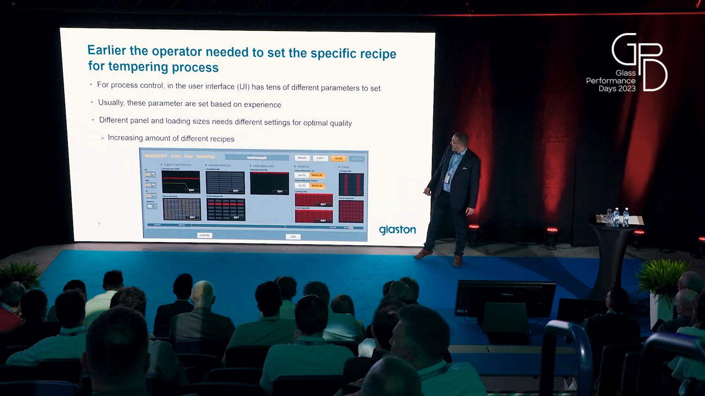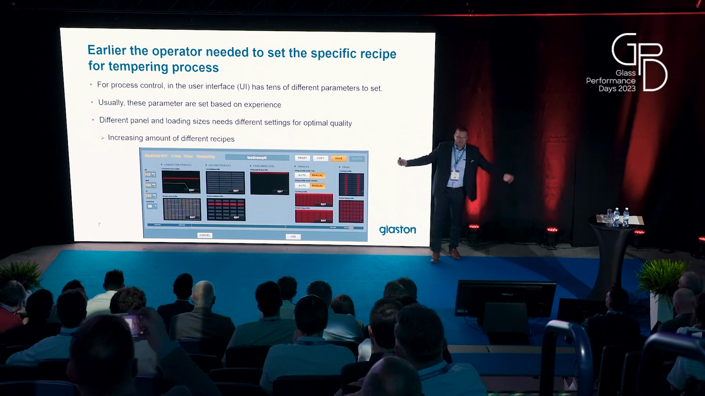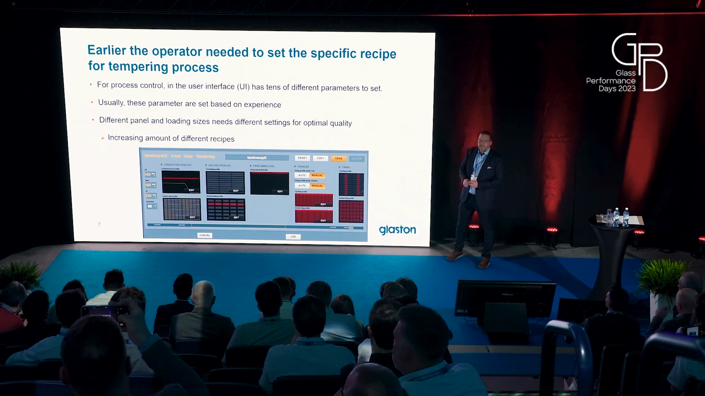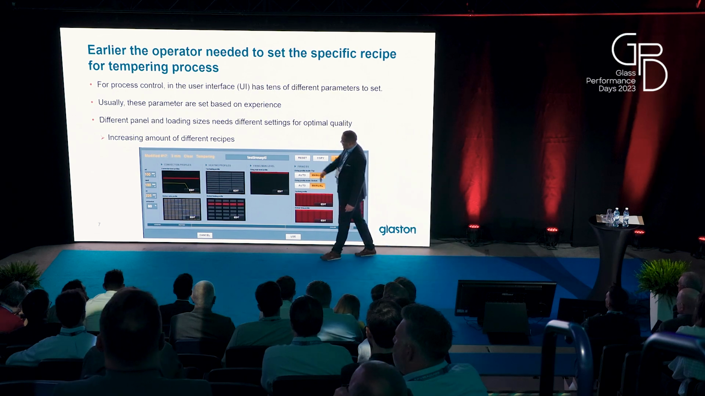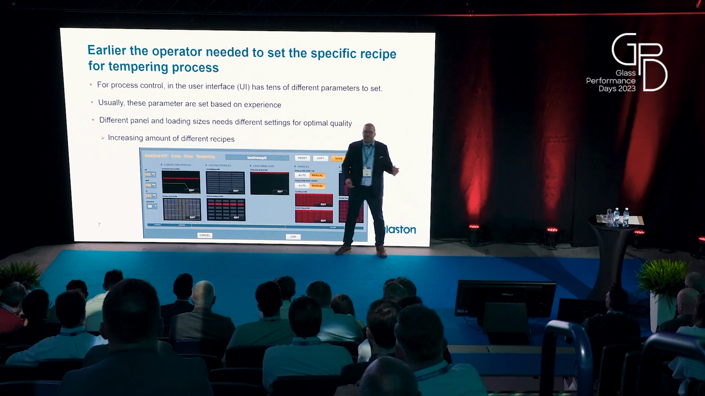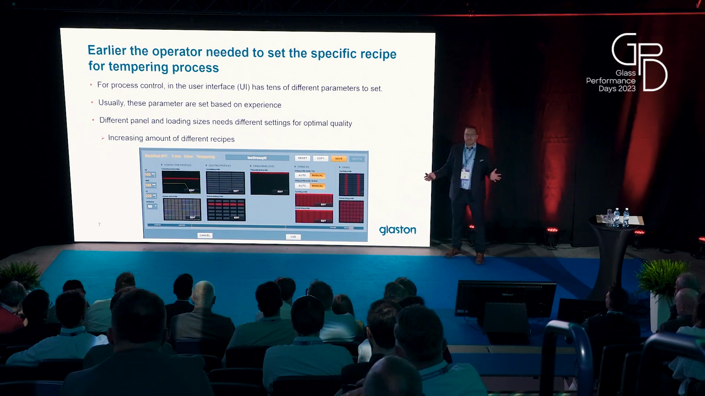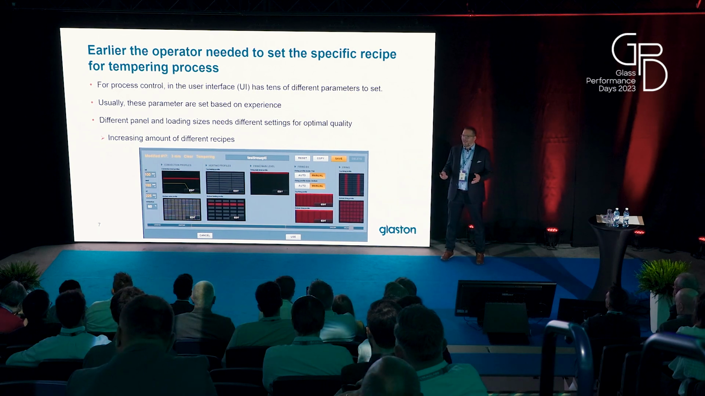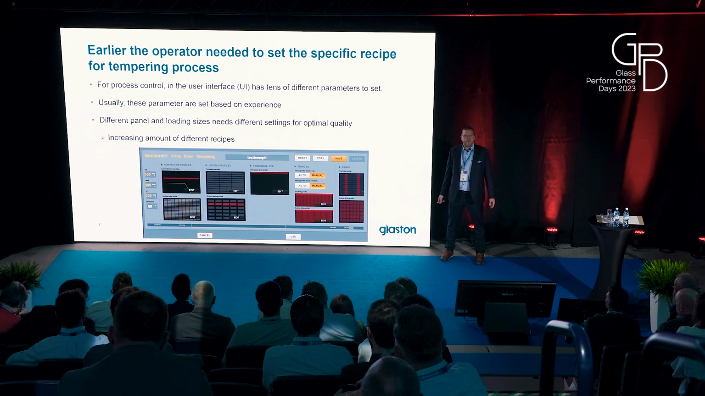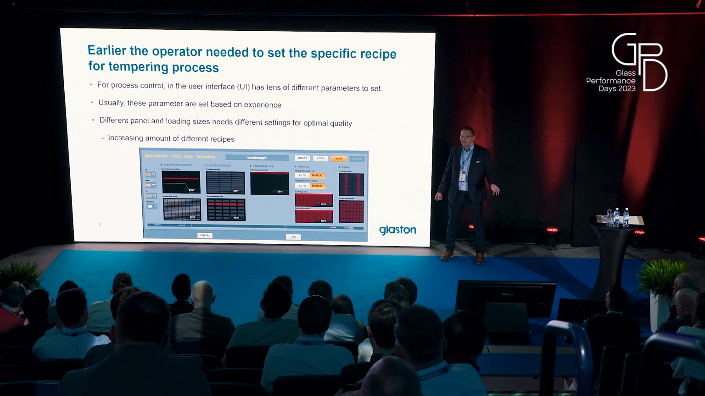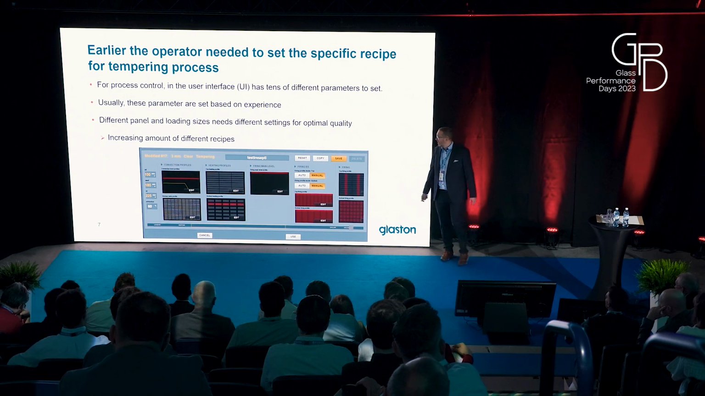Here is one screenshot from a normal Glaston tempering machine user interface. There are several different parameters for heating, convection, for cooling. It might be a little bit complex. Someone can think it is really complex. And they don't even know what they should set to get a better quality, even if they have been working with the machine for a long time.